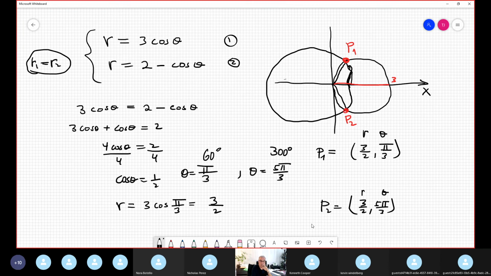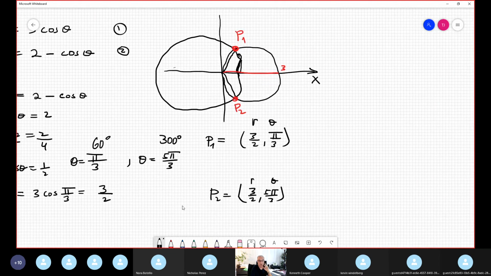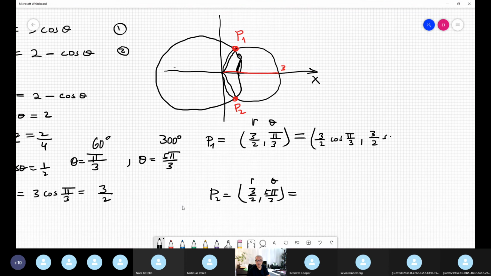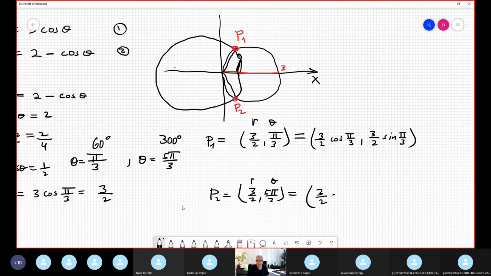Now, if you want to plot in Desmos, unfortunately we cannot plot in that way. Desmos doesn't understand this. Desmos understands this: 3/2 cosine pi over 3, comma 3/2 sine pi over 3, and 3/2 cosine 5 pi over 3, comma 3/2 sine 5 pi over 3.